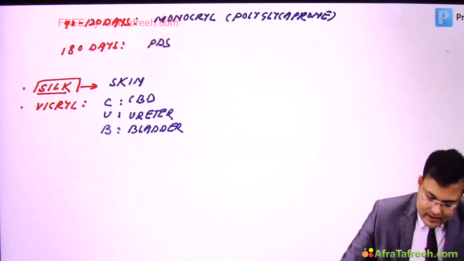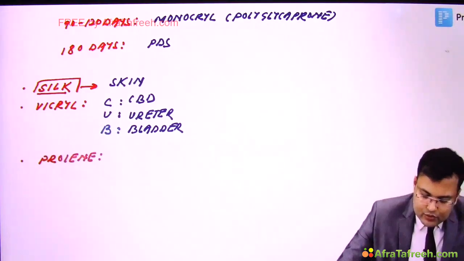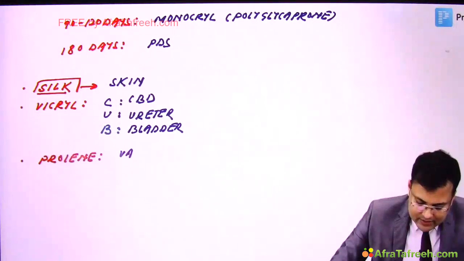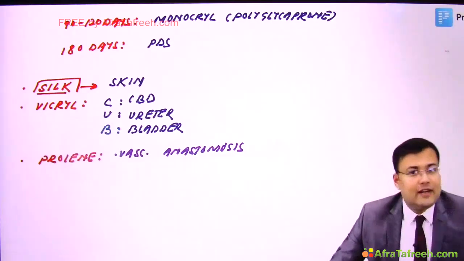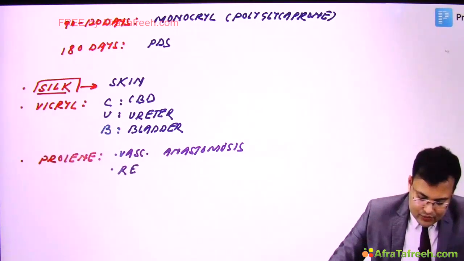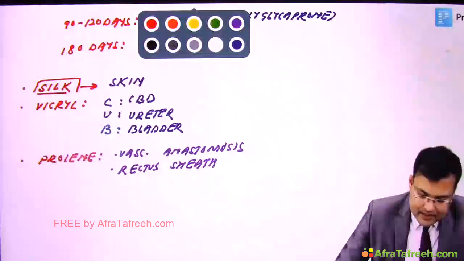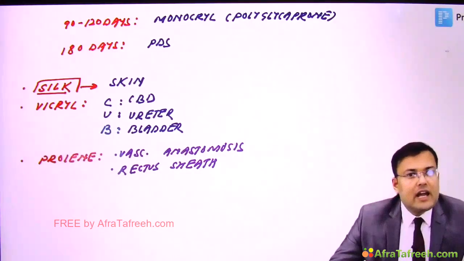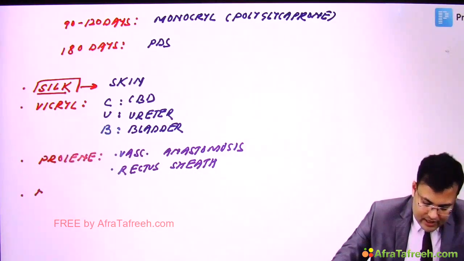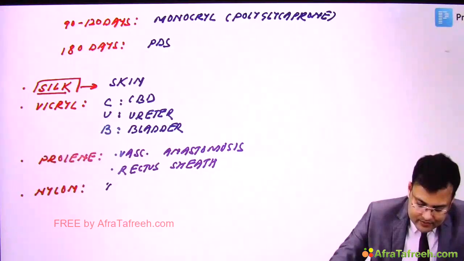Clear? Then we discussed Prolene. What's the use of Prolene? It is used for vascular anastomosis. And what else? It is used for suturing of the rectus sheath. Simple. And for tendons, which suture is used? For tendons we use nylon, right? So nylon is used for tendons.